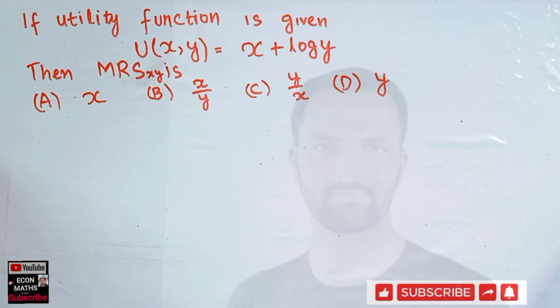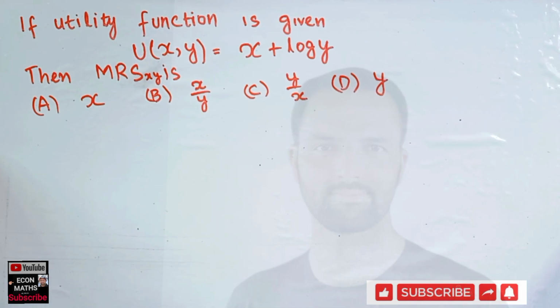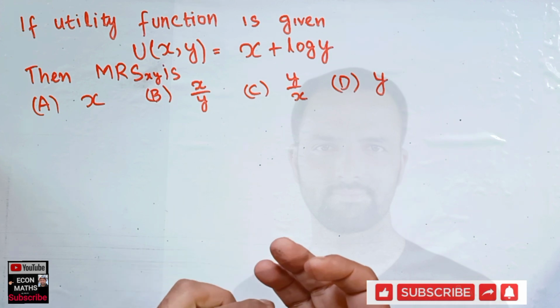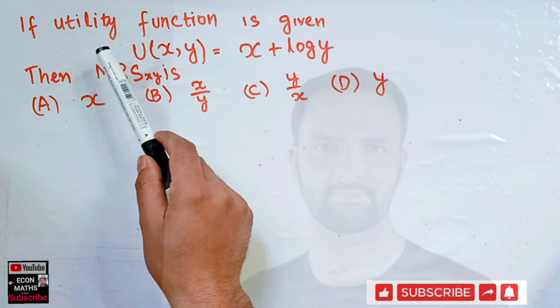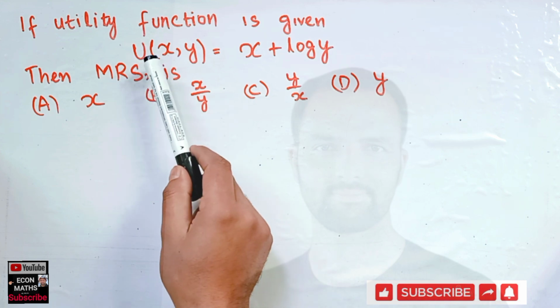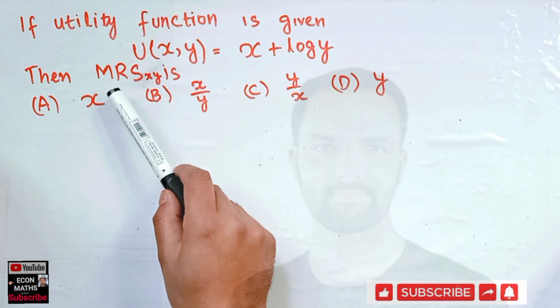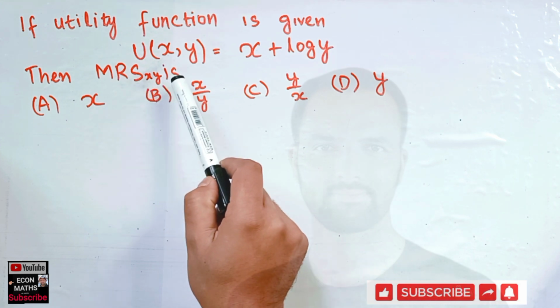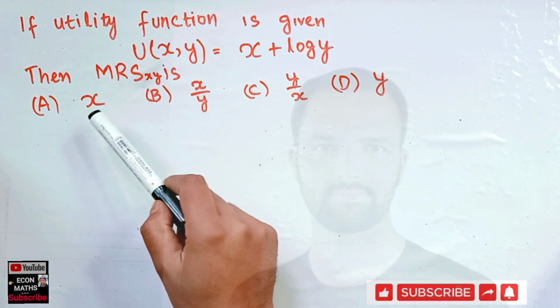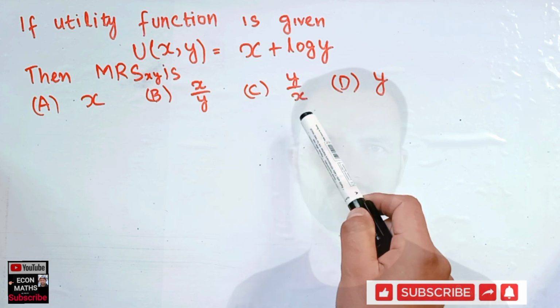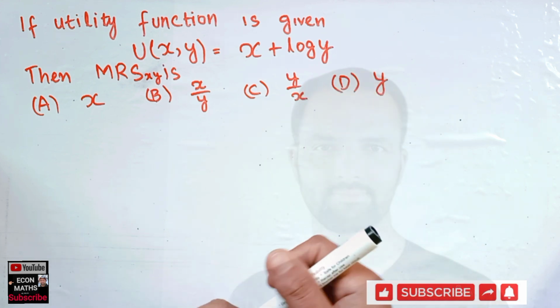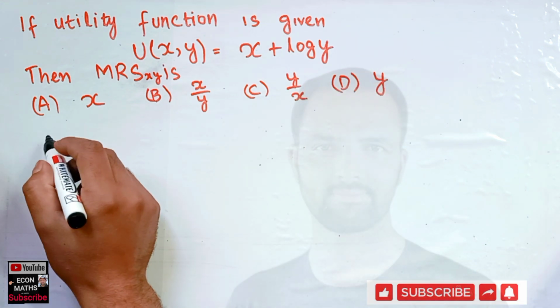In this video, we will try to solve a question on finding the marginal rate of substitution from a given utility function. The question is like this. If the utility function is given as u of x, y is equal to x plus log y, then the marginal rate of substitution between x and y is given as: the options are x, x upon y, y upon x, or y.